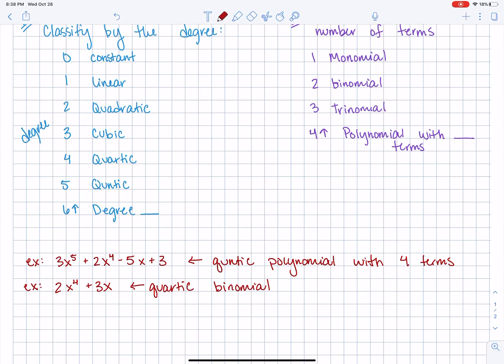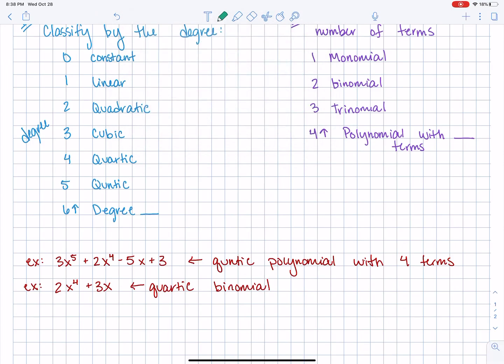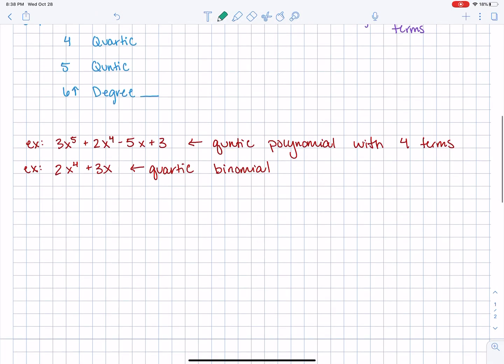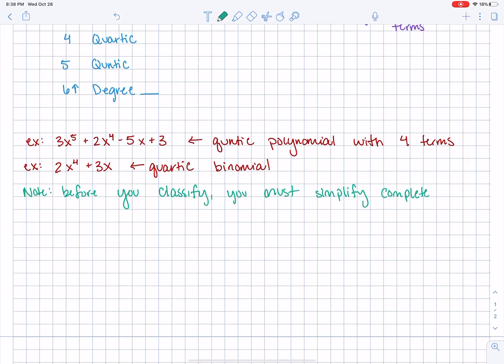So one thing to note before you name anything, so I'm going to scroll up here just a little bit for you, is that before you classify, you must simplify completely. And you need to write it in standard form.